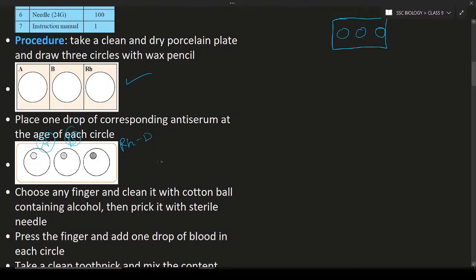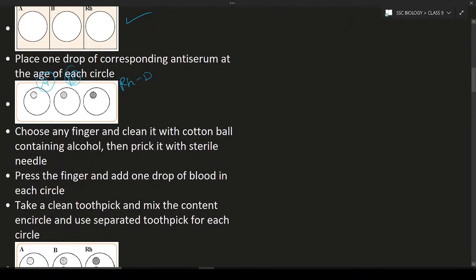Next, choose any finger and clean it with a cotton ball containing alcohol. So why are we using alcohol? Alcohol is going to kill microorganisms. On every surface, whether it may be your finger, your hand, a table, or a chair, microorganisms are there.